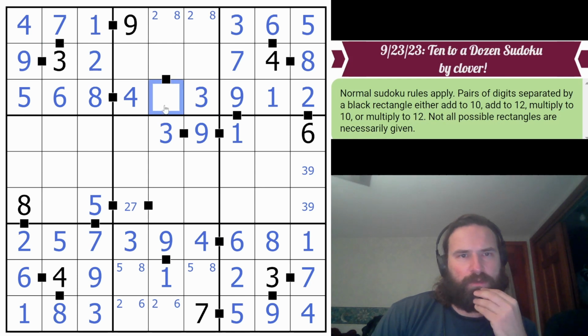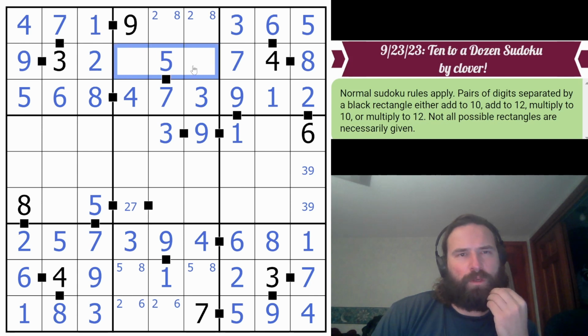This number. 7, 7. Okay, one of these has to be a 7. Could be any of them. Okay, so this number now can't be a 3. It has to be a 5 because it has to add up to 12. 5 is going there. Then we got 1, 1 and 2? No, 1 and 6. 1 and 6 remaining here.